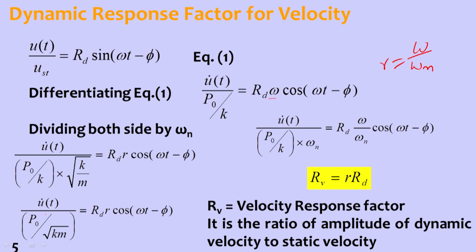So what we can look at is u dot t, which means velocity, and this term can be treated as Rv. This is called the dynamic response factor for velocity. It is the ratio of amplitude of dynamic velocity to static velocity. It is like Rv: dynamic velocity, and this is static velocity.